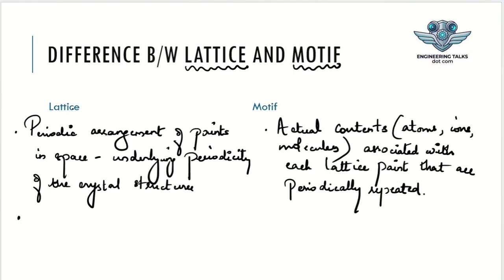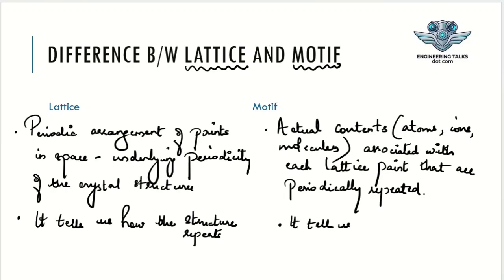So a lattice tells us how the structure repeats, whereas a motif tells us what is being repeated. So that also we can write it down. It tells us how the structure repeats. Motif tells us what is being repeated.